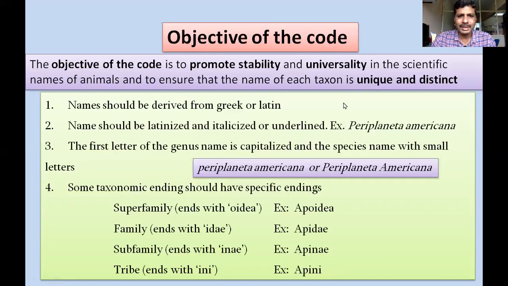So very importantly, you should not forget. For example, the first letter of the scientific name, the genus name, should not be in a small letter. And similarly, the first letter of the specific epithet, the species name, should not be capitalized. So these things should be kept in mind. That is actually the wrong thing.